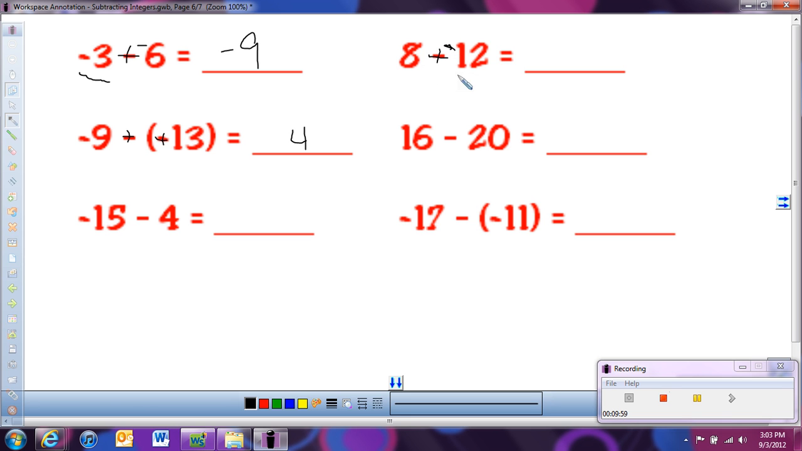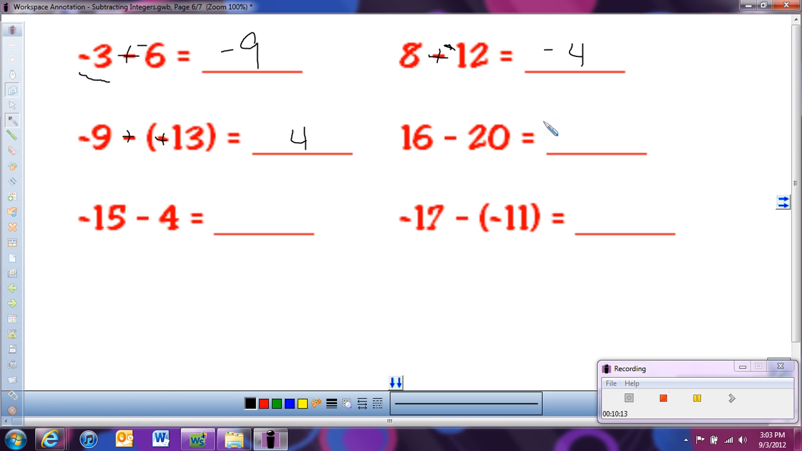Now our rules for addition say if we have one negative and one positive, we're really going to subtract. 12 minus 8 would be 4. And the larger absolute value in this case is 12, and that number is negative, so our answer is negative. Hopefully that gives you a general idea of subtracting integers.